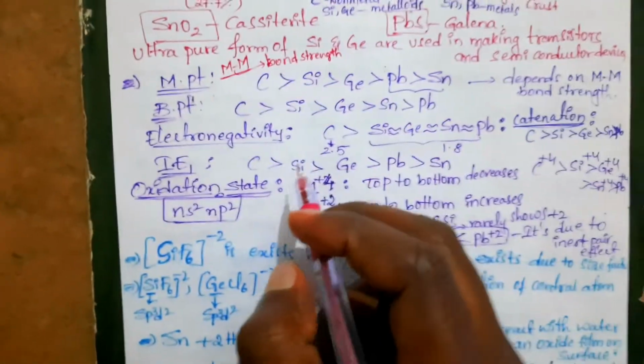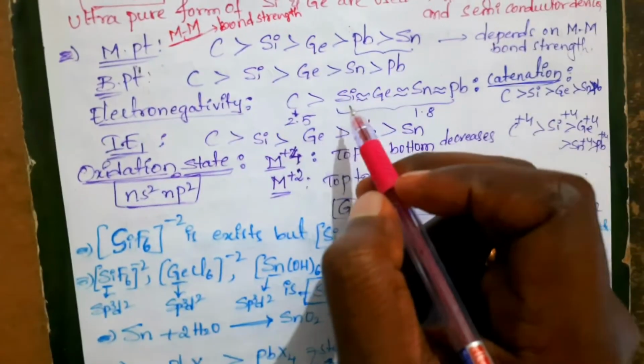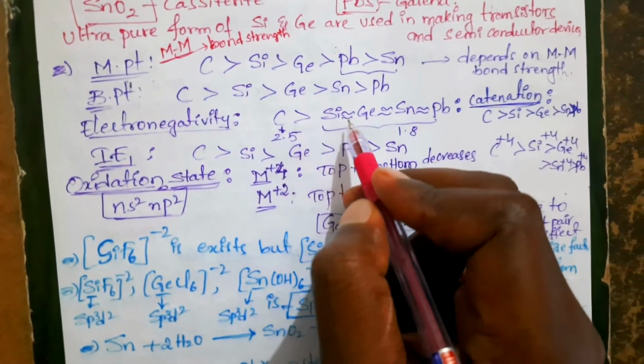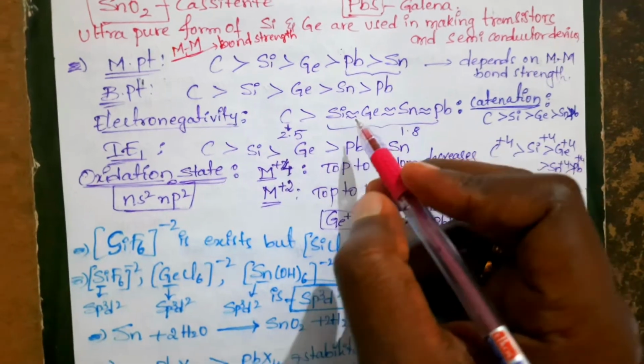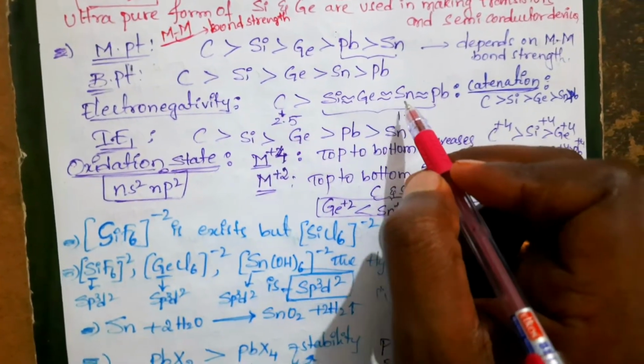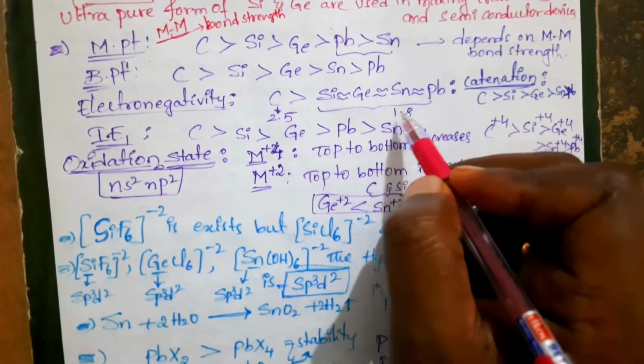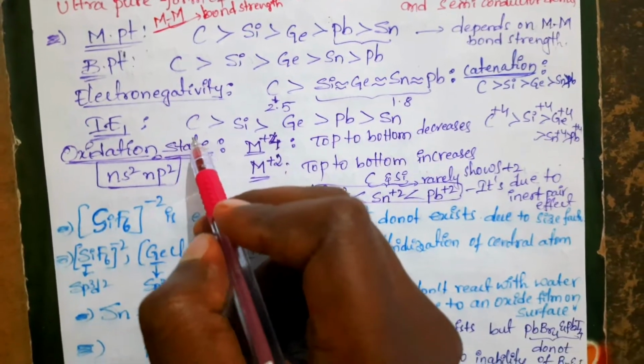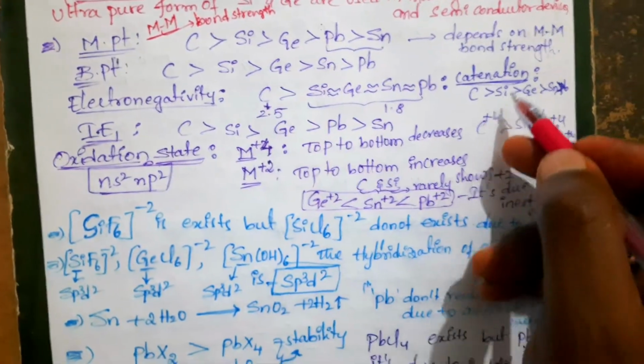Now next one is electronegativity. Carbon is the most electronegative element in the 4th group. The remaining elements will have nearly the same electronegativity, that is 1.8. Ionization energy decreases from top to bottom.